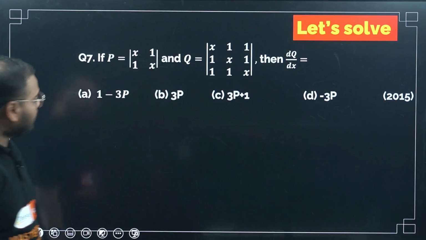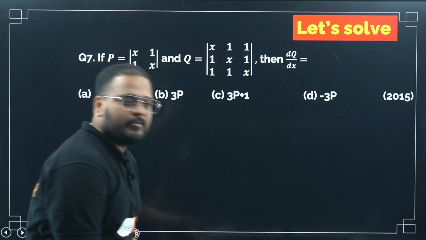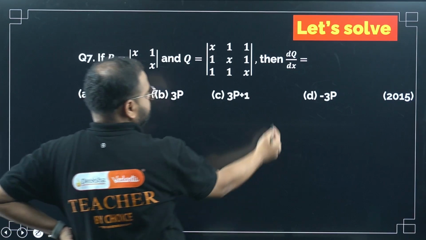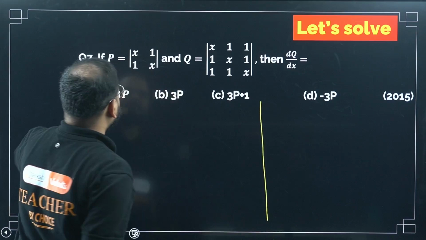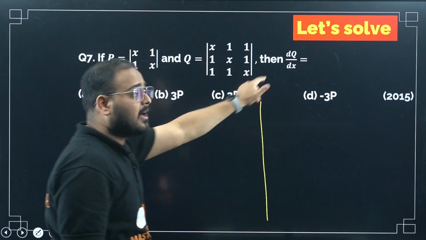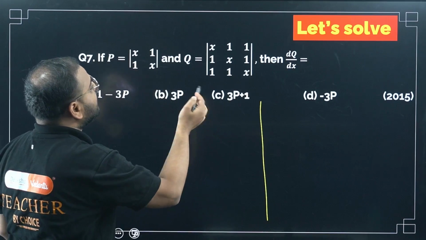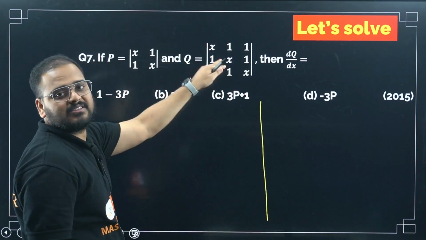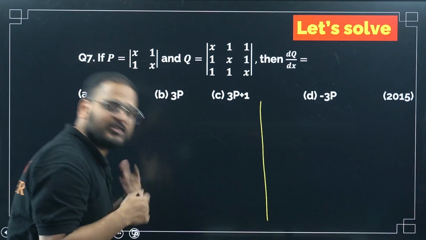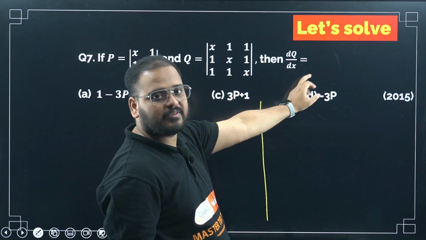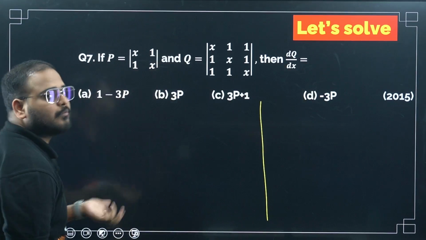Okay, problem number 7. Again, application of determinant is there. Find P first. Simplify this here. They are saying P is this, Q is this. Find dq by dx. So first I differentiate this. If you simplify this determinant, you'll get an algebraic expression in terms of x. Now, if you take the differentiation of that, will it match any of the options? We have to check that.